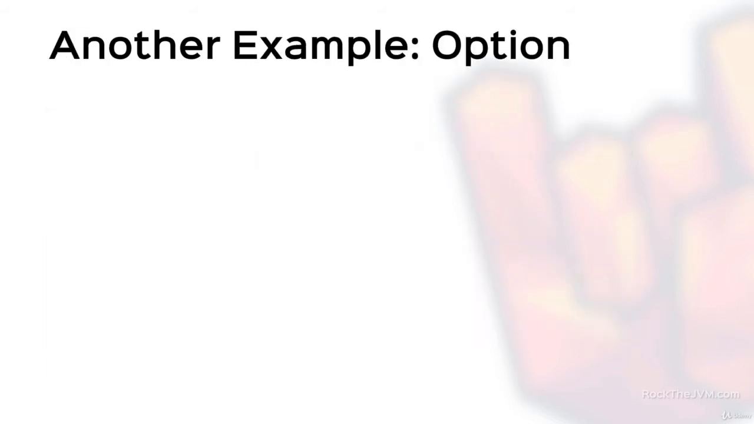Let's do another example with options. Options are another monad, and we're going to prove that options satisfy the monad laws. So let's go with left identity first.